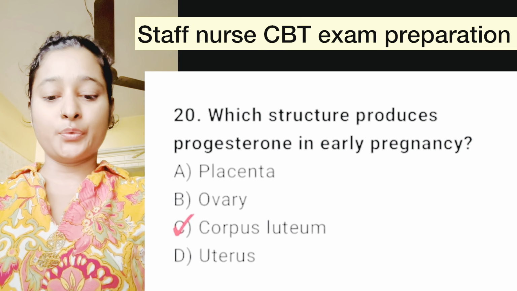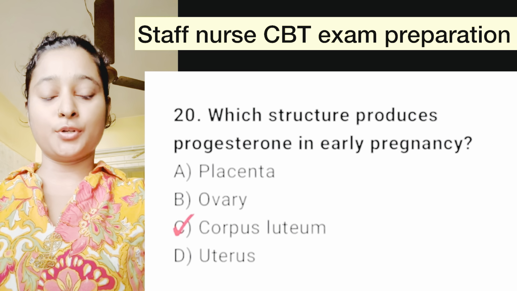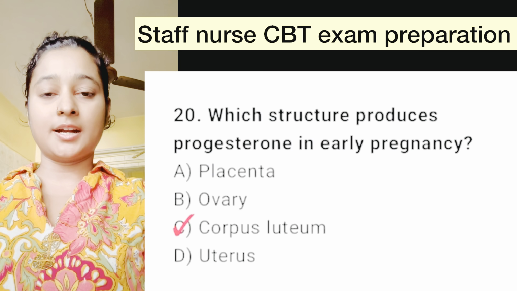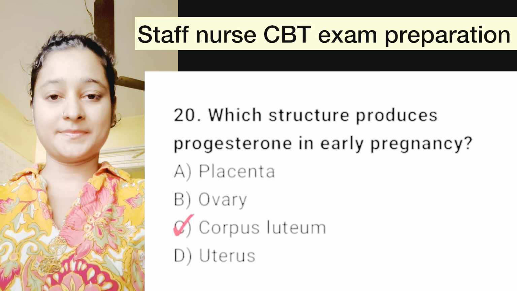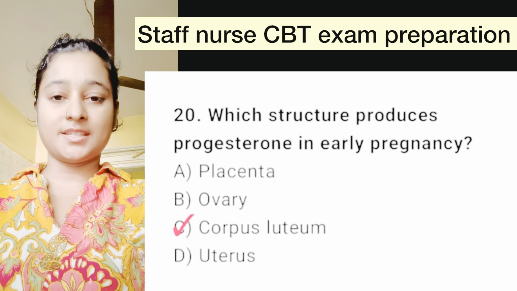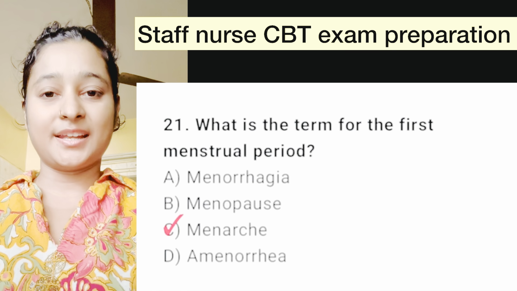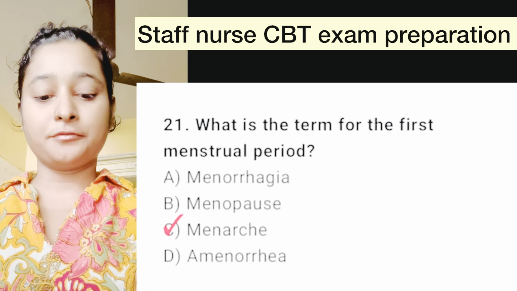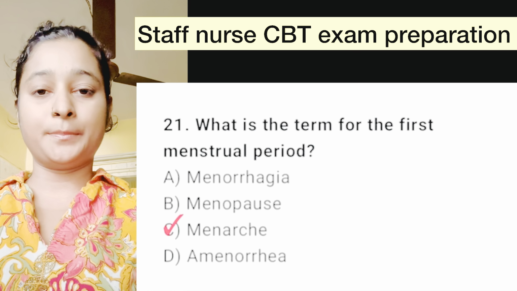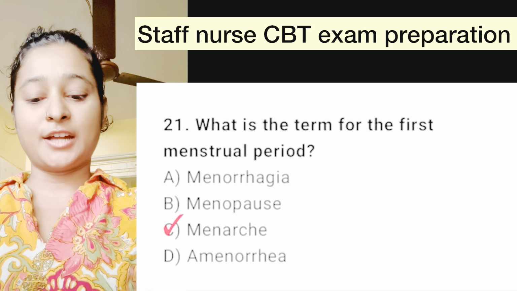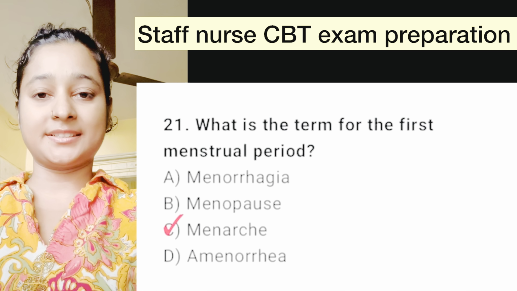Next question. Which structure produces progesterone in early pregnancy? Right option is option C, corpus luteum. Next question. What is the term for the first menstrual period? Right option is option C, menarche.